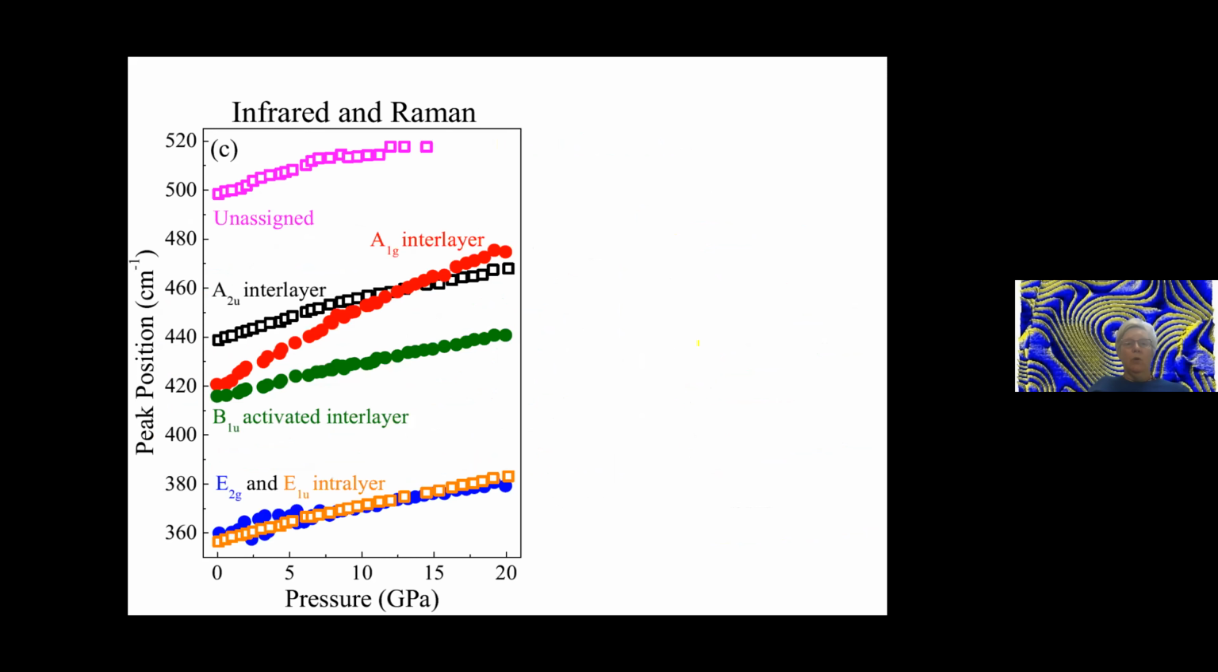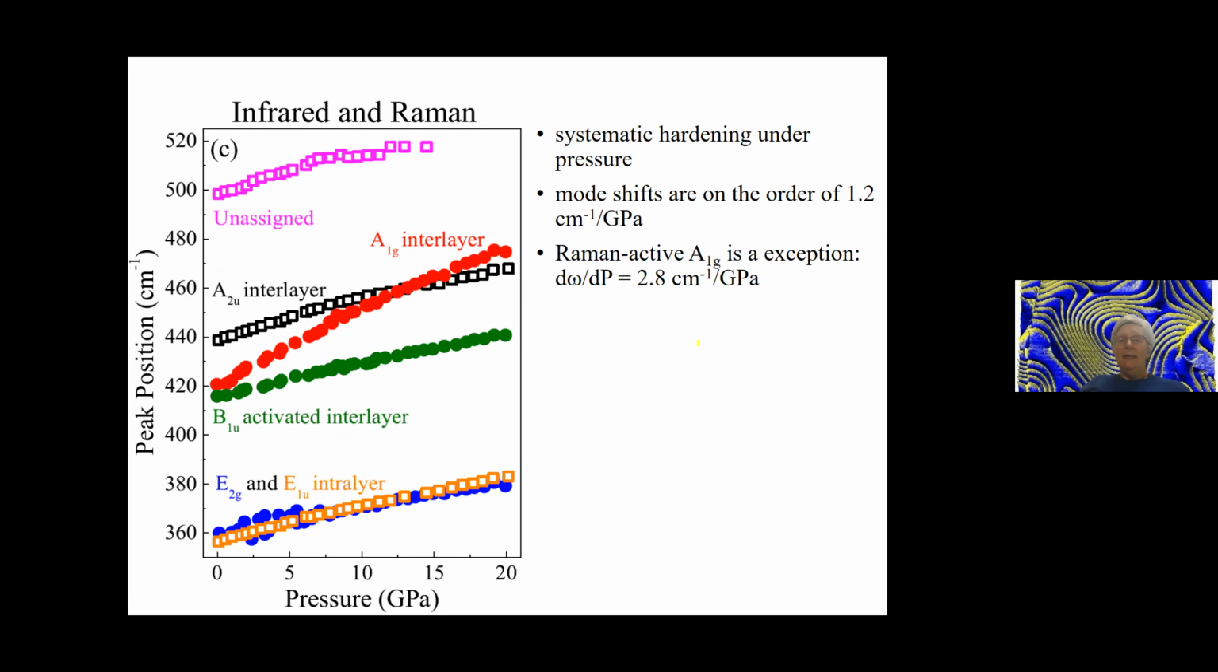Okay, so looking more closely, we see systematic hardening of vibrational modes under pressure. Mode shifts are on the order of 1.2 wave numbers per gigapascal, very systematic. And we see that the only exception to that is this Raman active A1G vibration. It shifts at a rate a little more than twice that of the others. That's why it's in red here, okay? You see it's in red.